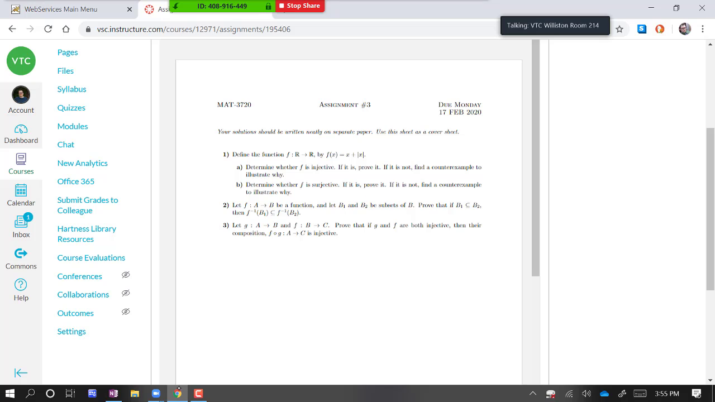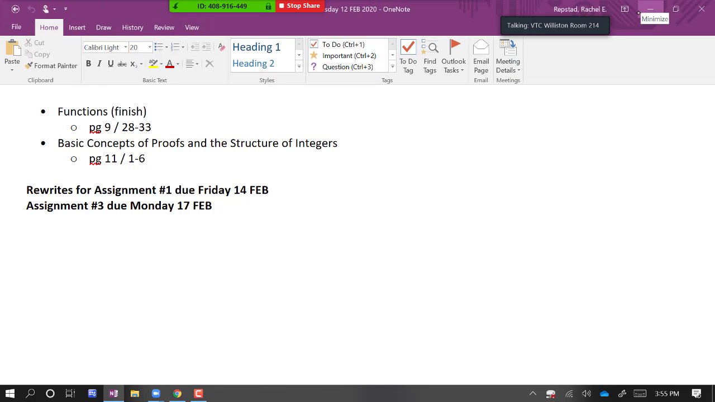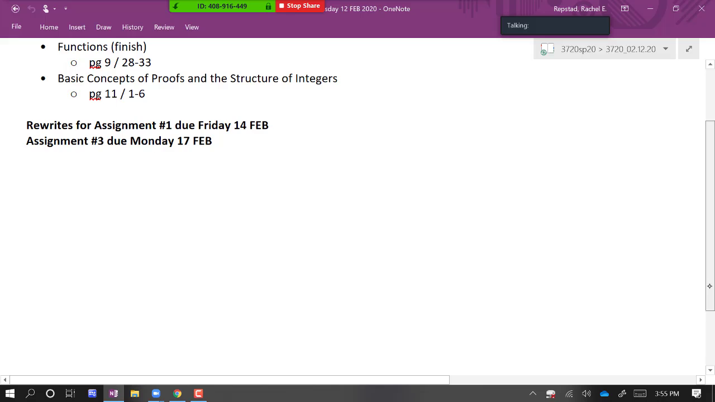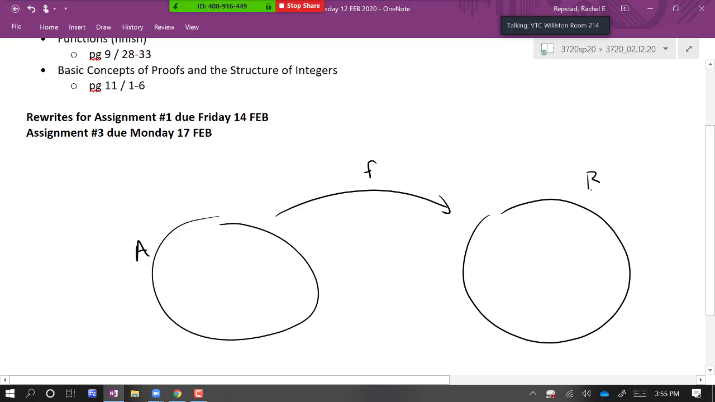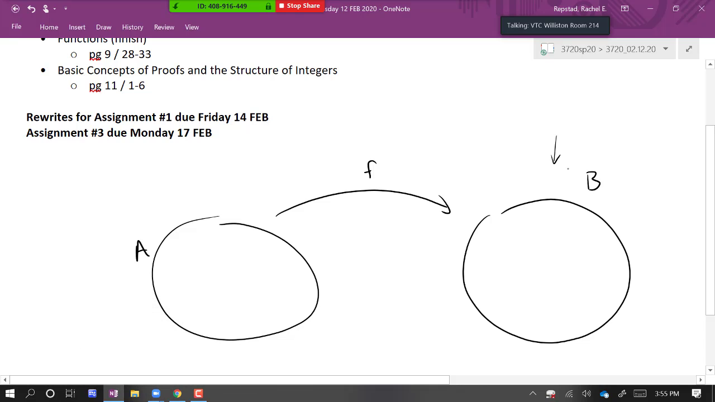Oh yeah, okay, so f is a function from A to B, and B1 and B2 are subsets of B. So here's the setup of what they're telling us. We have a set A. We have a function that sends elements of A into elements of B. We know that B1 and B2 are subsets over here in the B set, in the codomain.